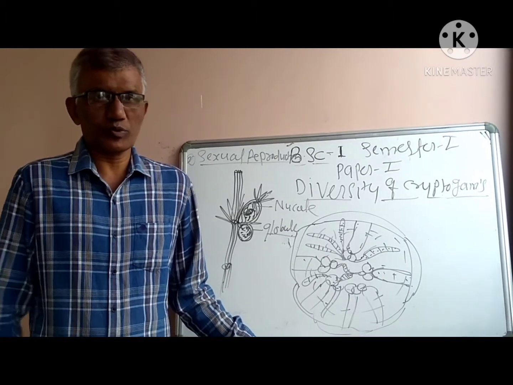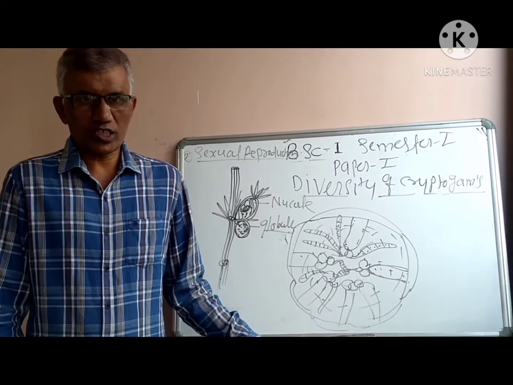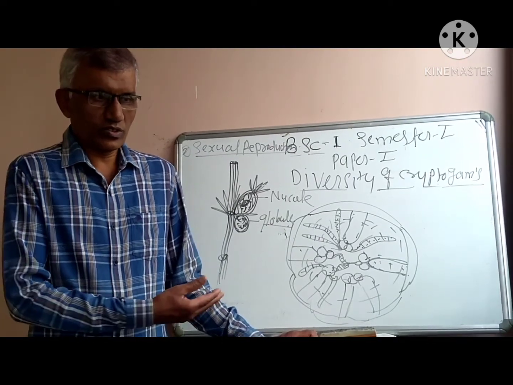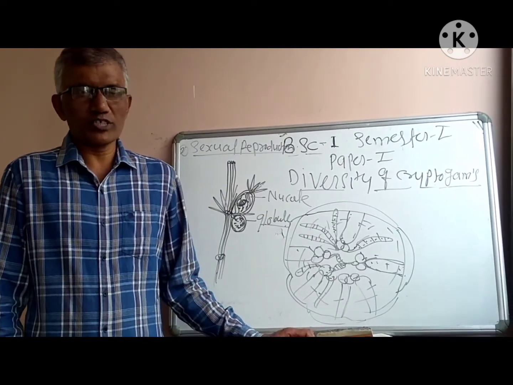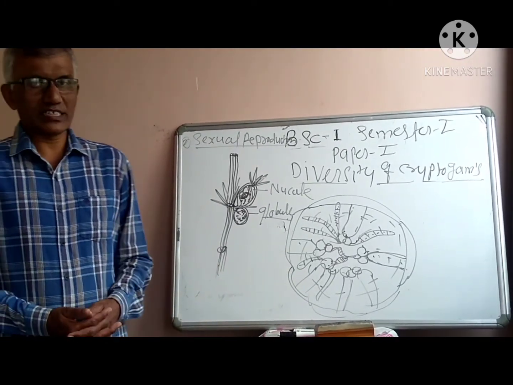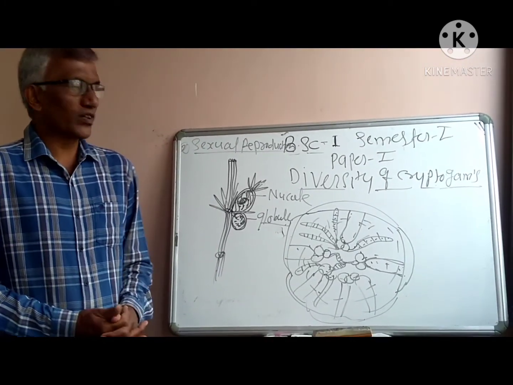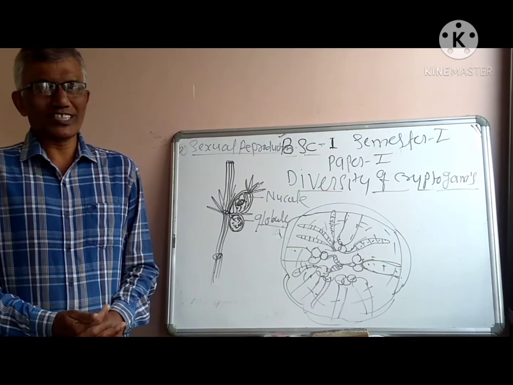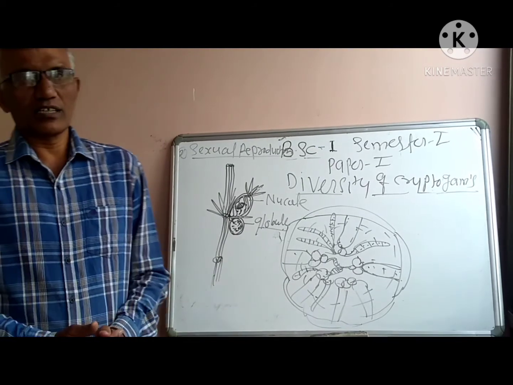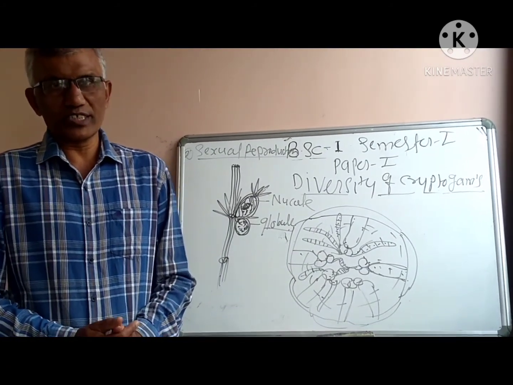Here also you have to first give the classification, occurrence, structure, and reproduction. That is the only example mentioned in your syllabus as a type study from Xanthophyceae. They are commonly known as yellow algae. Why are they known as yellow algae? Details regarding that, tomorrow we are going to deal with.